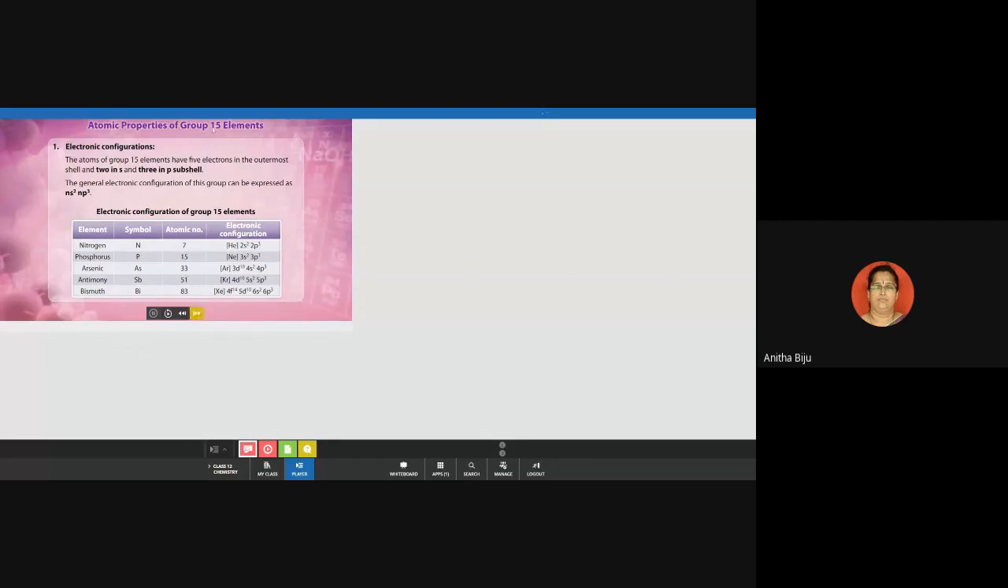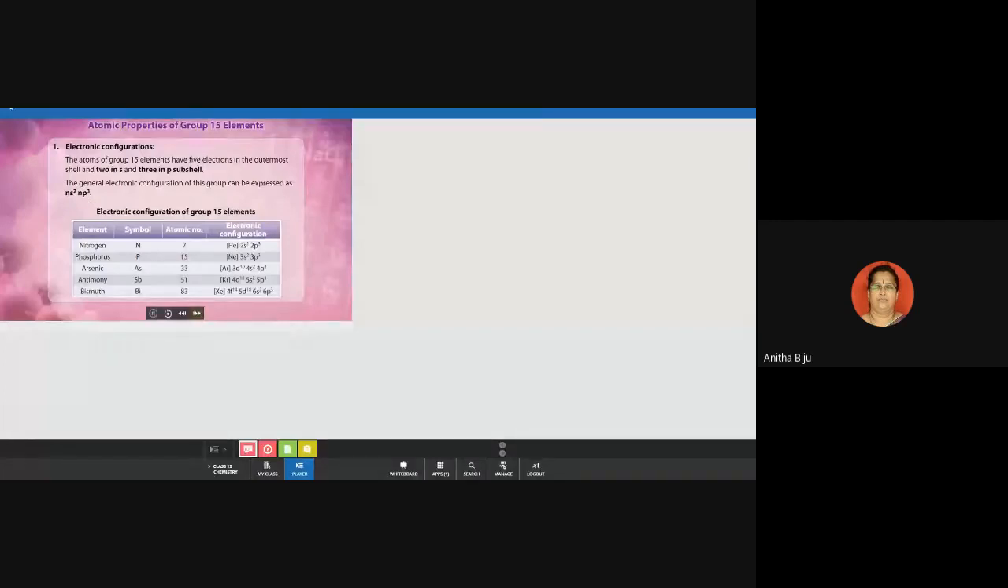So this is the first point, atomic properties of group 15 elements. Among these atomic properties, the first property is electronic configuration. Only mention the general electronic configuration. Write down the first point, electronic configuration. Write down the general electronic configuration. This is sufficient. The general electronic configuration is ns2np3.